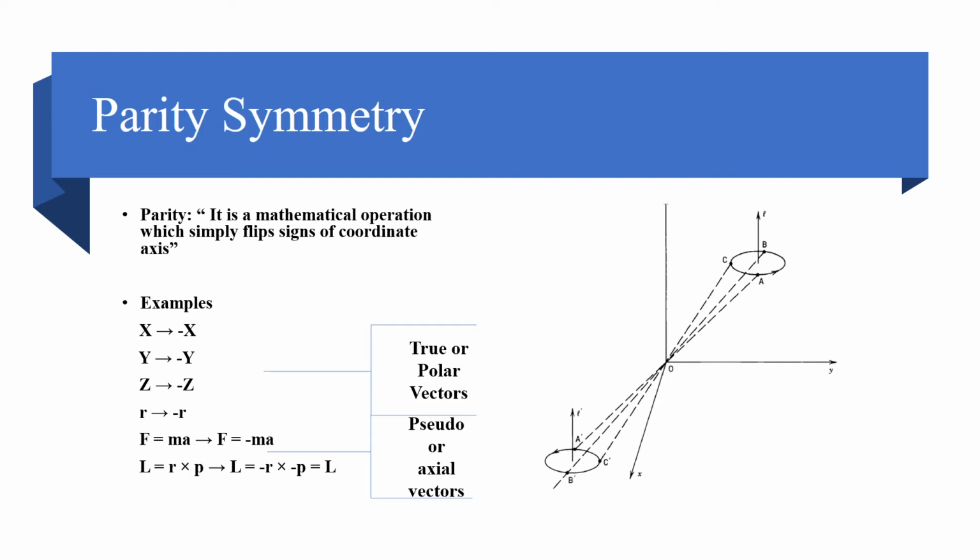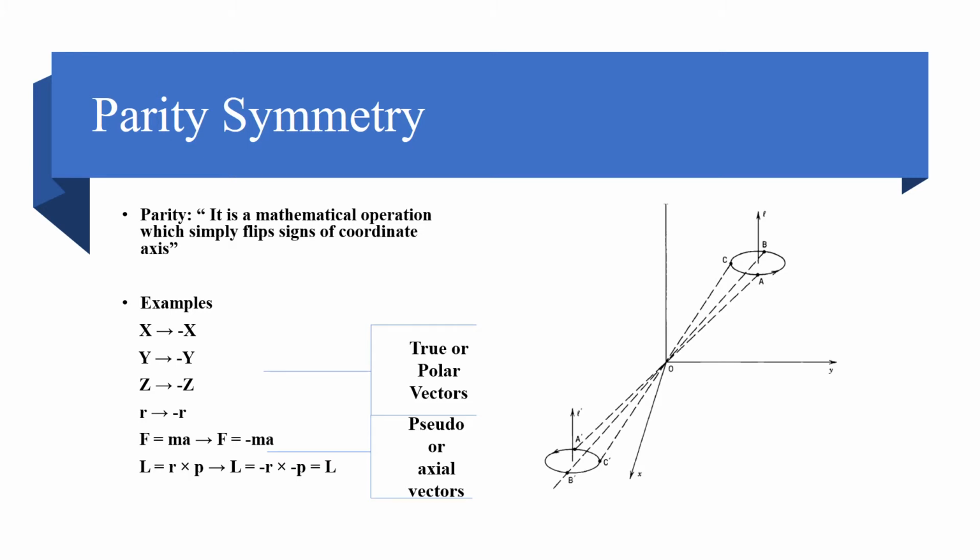Those quantities which change sign under the parity operation are known as true or polar vectors. However, there are a few quantities which, when the parity operation is applied, do not change sign. For example, Newton's second law, F is equal to ma. When the parity operation is applied on it, it does not change sign, which means that it cannot differentiate between the left-handed system and the right-handed system. And there are other laws like the laws of gravitation and Maxwell's equations. They are all invariant under the parity transformation.